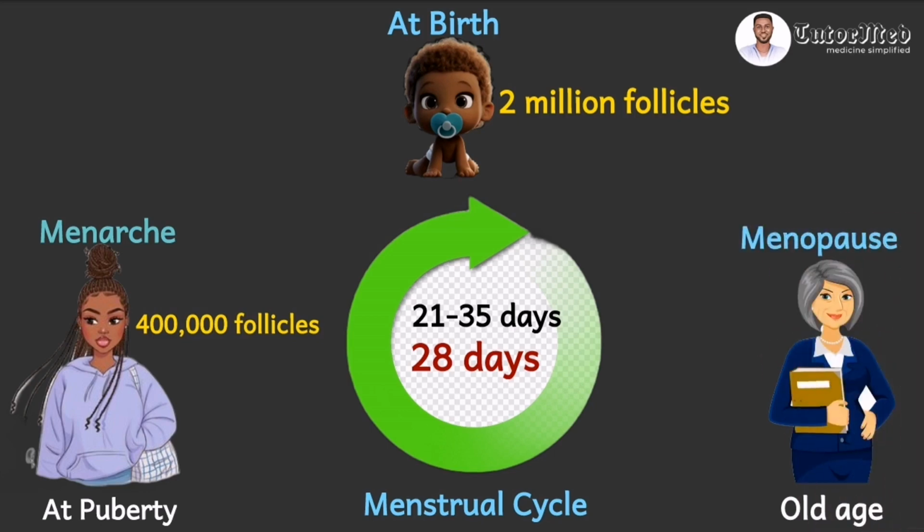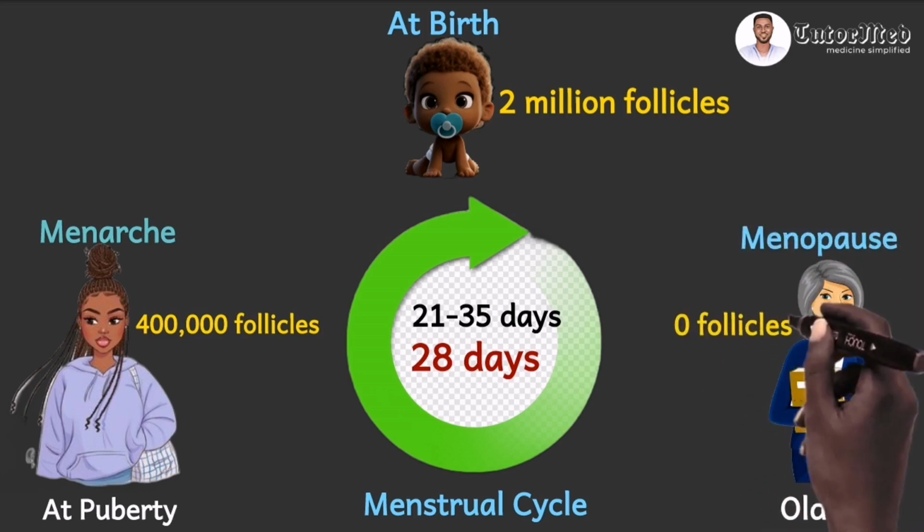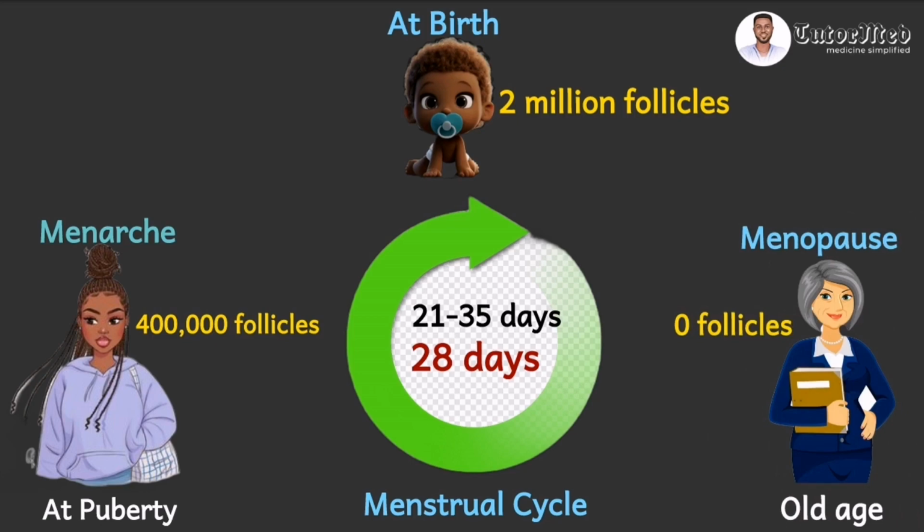Now at this stage, there are no follicles to release any eggs, and so the woman stops menstruating permanently.